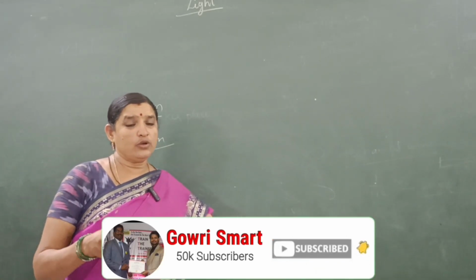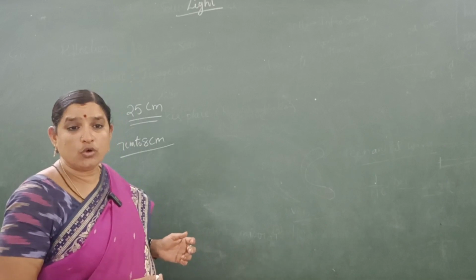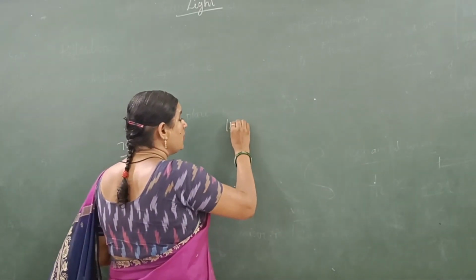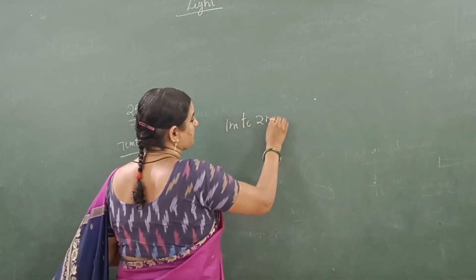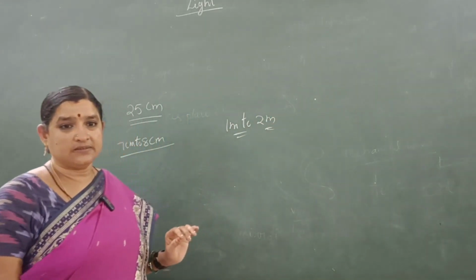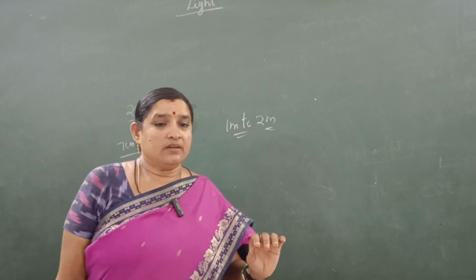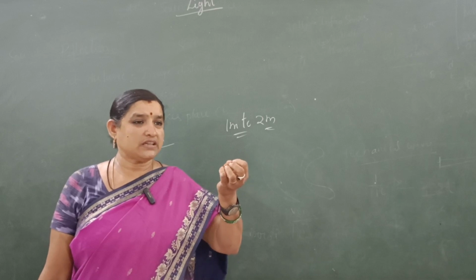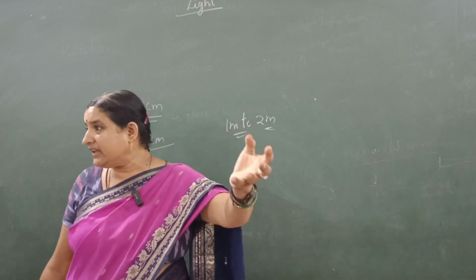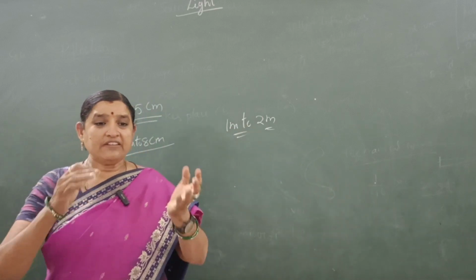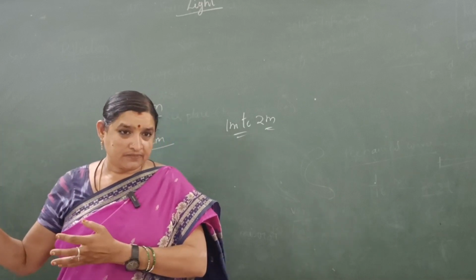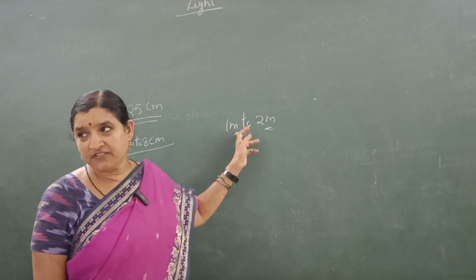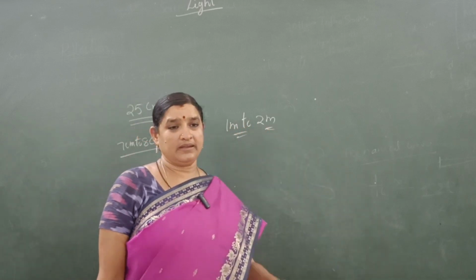If you observe old people, they cannot see near objects. Their least distance of distinct vision changes to 1 meter to 2 meters. Due to old age, their nerves do not have the capacity to see objects at the least distance of distinct vision. It changes with age. So for old people, their least distance of distinct vision is 1 meter to 2 meters.